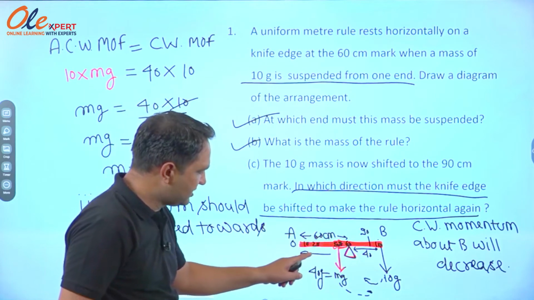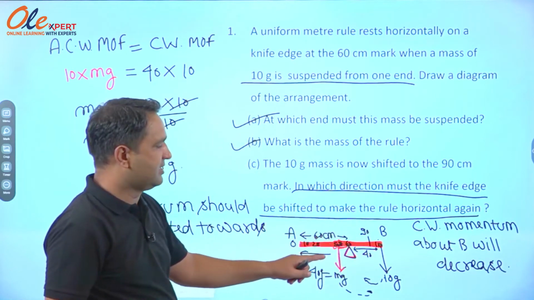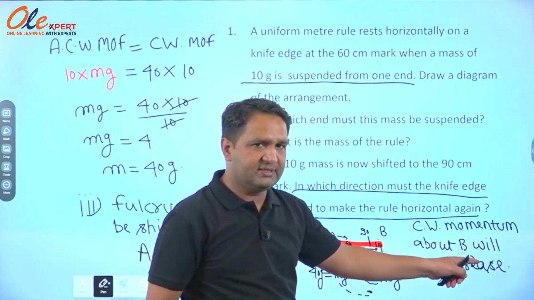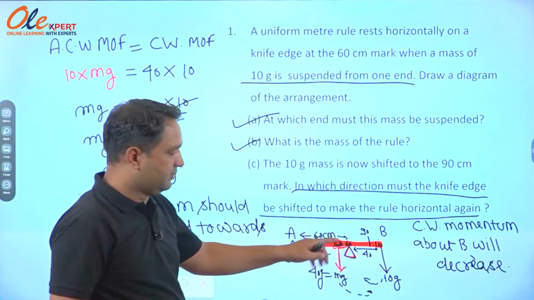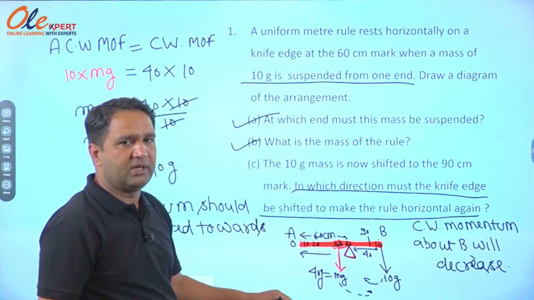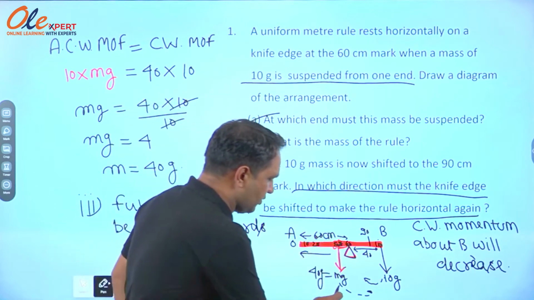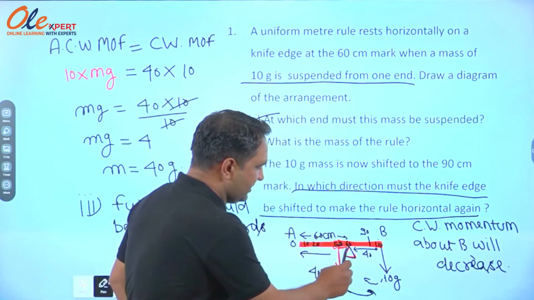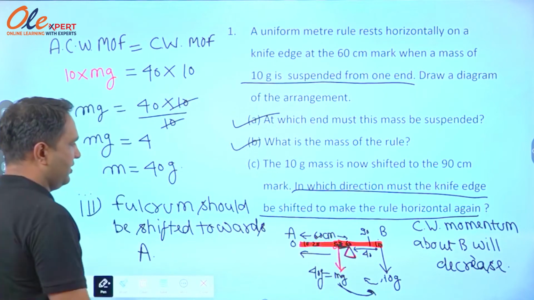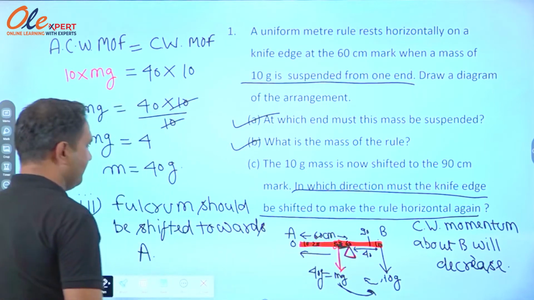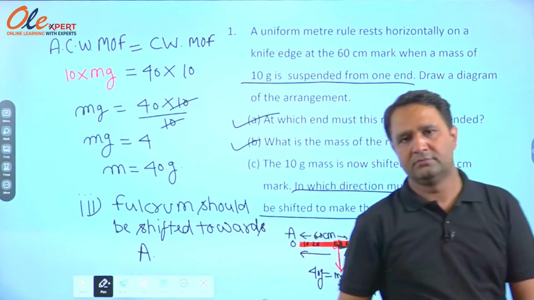Hence, this anti-clockwise moment will also decrease. Since the clockwise moment has decreased, now we have to decrease the anti-clockwise moment. Then only there will be the condition of equilibrium. So, to decrease the anti-clockwise moment, we have to decrease the distance between these two, right? So, it will be shifted towards A.